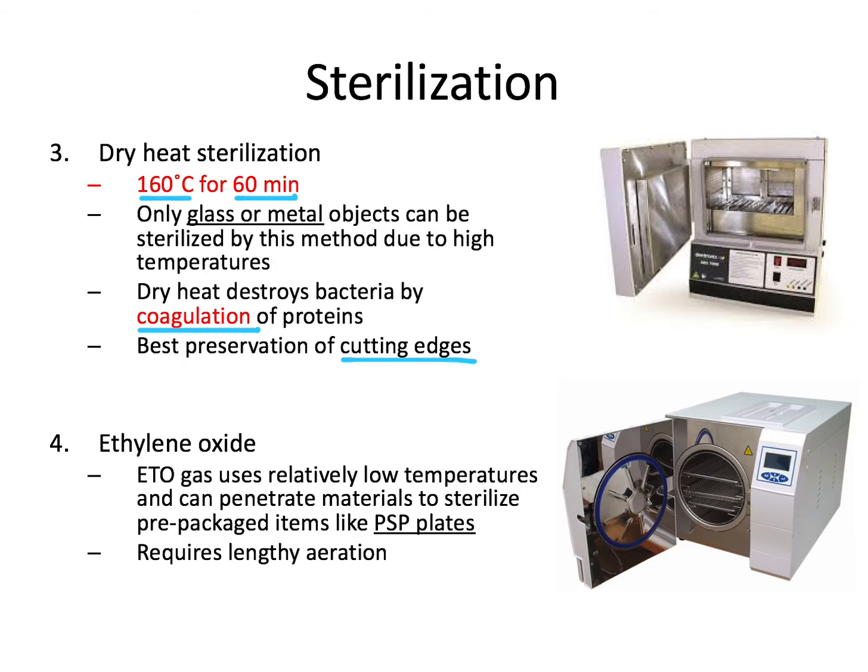Ethylene oxide gas uses relatively low temperatures, especially compared to the previous two methods, and can penetrate materials to sterilize pre-packaged items. The best example I could come up with are PSP plates used in x-rays. So PSP plates have these thin, plastic packages after they're used, and you put them in new packages. And so ETO is the typical go-to sterilization method for those. It does require a lengthy aeration process, though.